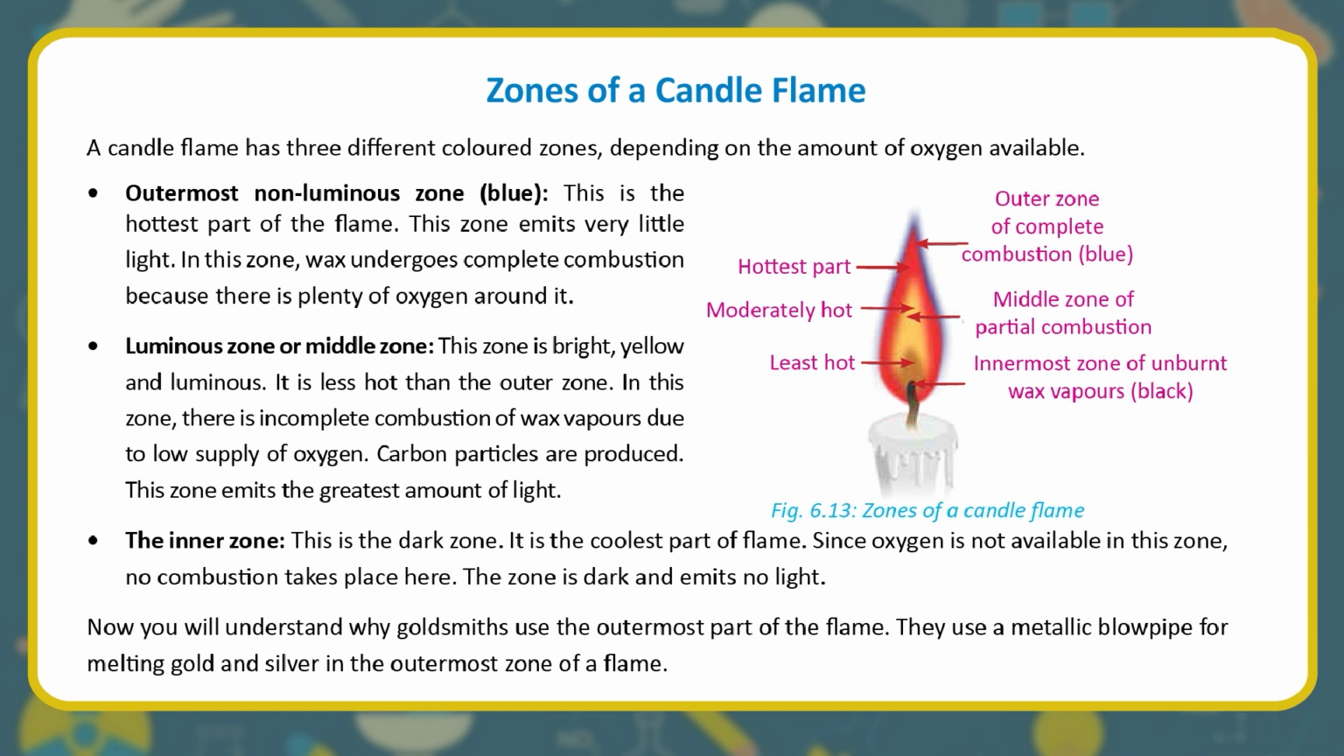Luminous zone or middle zone. This zone is bright, yellow and luminous. It is less hot than the outer zone. In this zone, there is incomplete combustion of wax vapors due to low supply of oxygen. Carbon particles are produced. This zone emits the greatest amount of light.